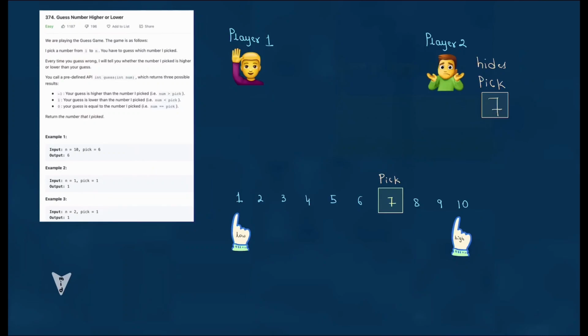Let's tackle the next problem, 374: Guess Number Higher or Lower. Consider we have two players, player 1 and player 2. Player 2 hides a number called pick, and we need to guess, as player 1, in a certain number of attempts what the pick is.